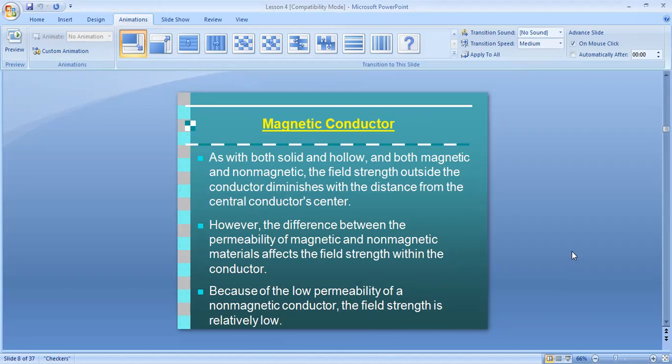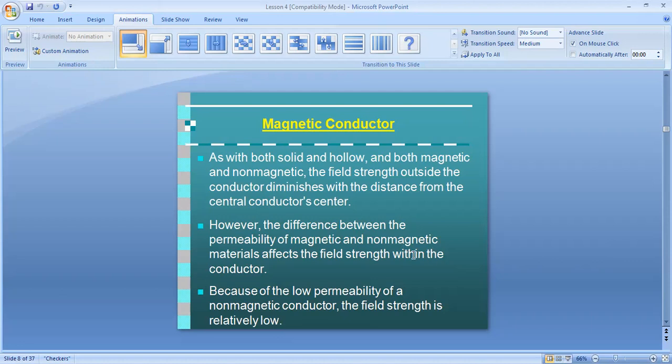For both solid and hollow conductors, and both magnetic and non-magnetic, the field strength outside the conductor diminishes with the distance from the central conductor center. Means if you are going away from the conductor, the field will be reduced for all. However, the difference between the permeability of magnetic and non-magnetic material affects the field strength within the conductor. What they are saying here is, within the conductor.